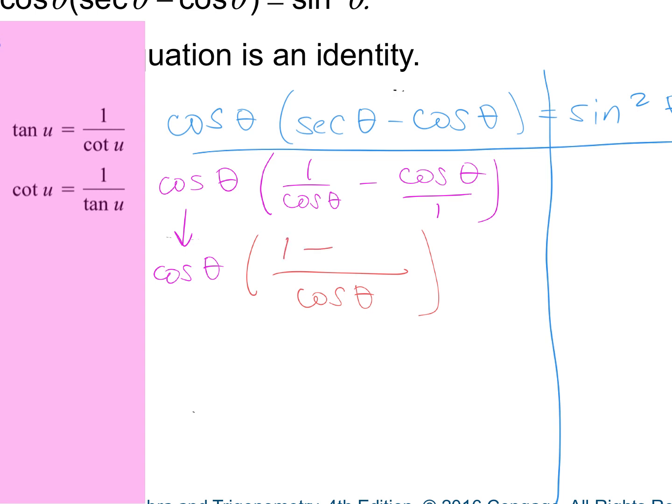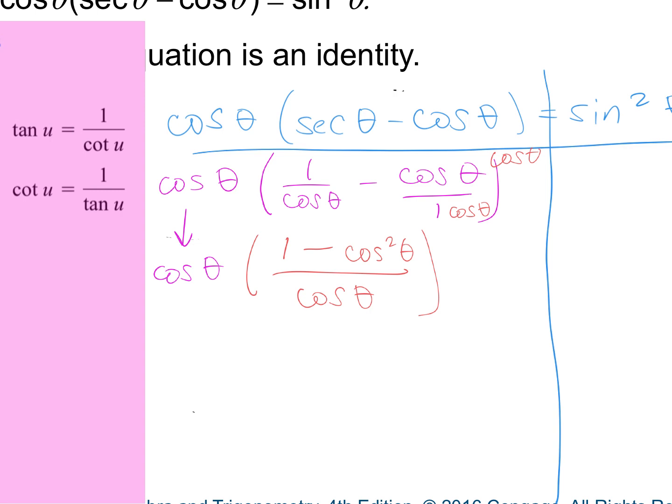See, some people just see it. Now, what am I going to do on the right-hand side? I need a cosine, right? What you do to the bottom, you do to the top. What's cosine times cosine? Cosine squared. Now keep in mind, we're trying to get to sine squared. That's where we're going.